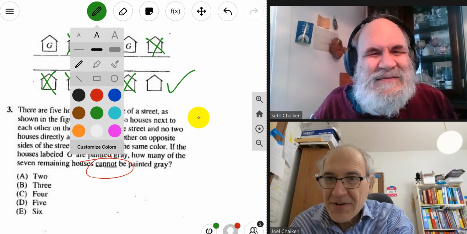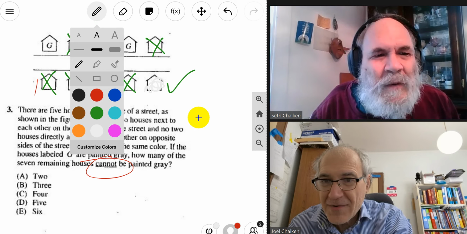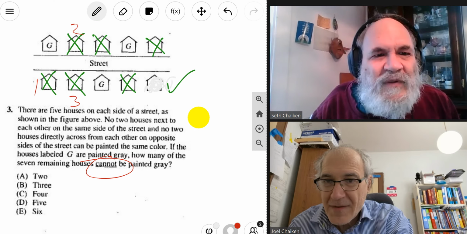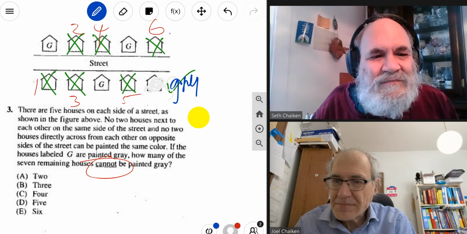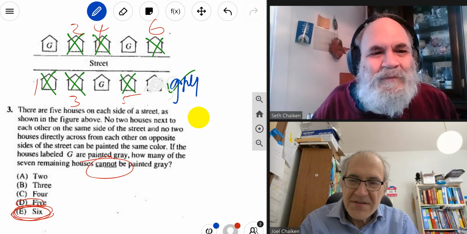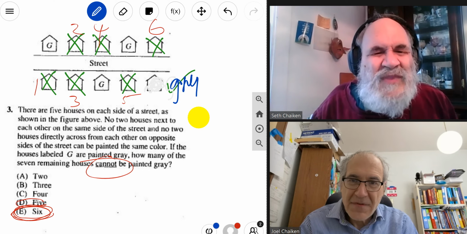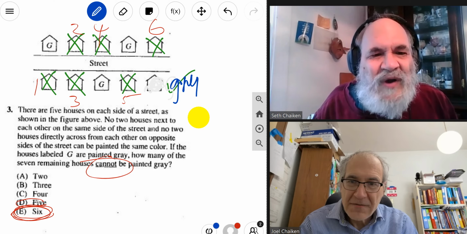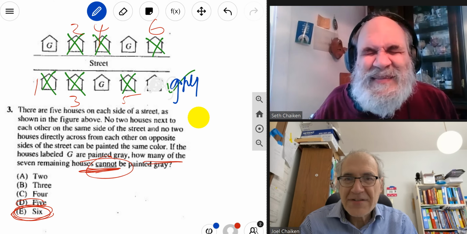Oh, so just to be cute, let's put in a gray here, okay? Let's put in a gray. 2, 3, 4, 5, 6. How many houses cannot be painted gray? The answer is 6. Oh, so the answer is 6. Okay. It's a good idea to count the green crosses because it asks you how many cannot. Right. Not how many can. Right. So I almost made that mistake.